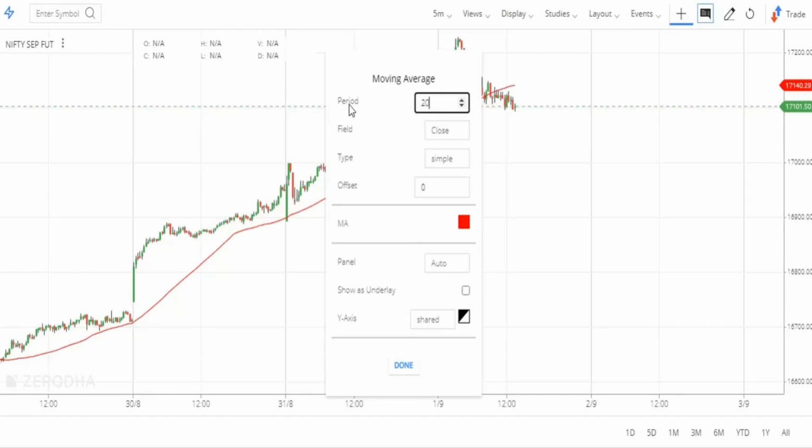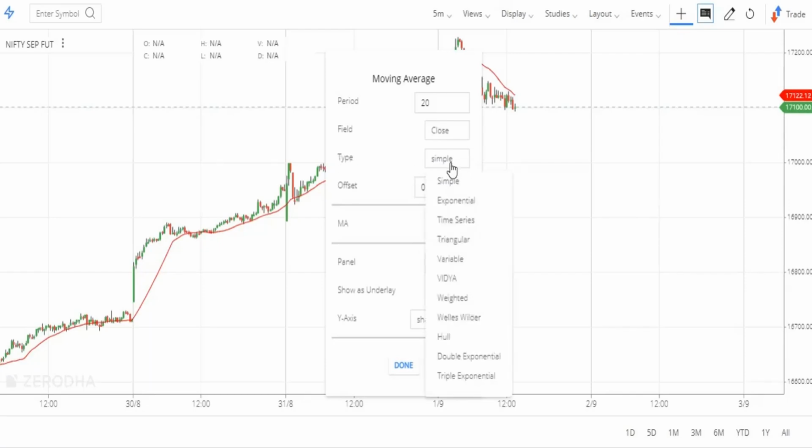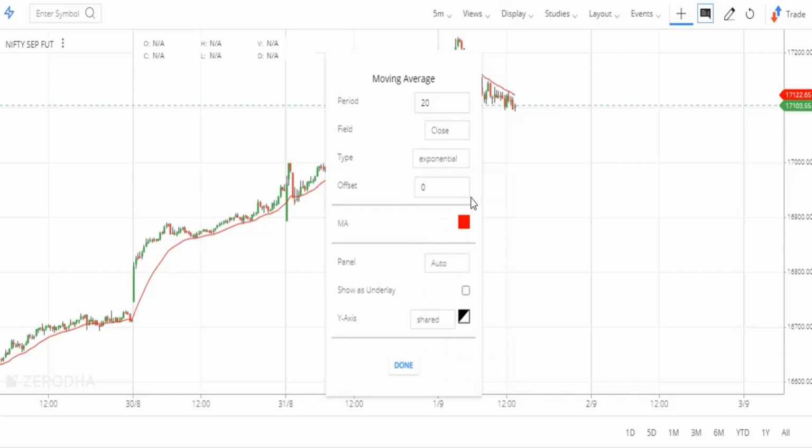Let's do it 20 for convenience sake and then close. Now this is where I forgot to tell you that this field needs to be close only. If you do it open, then the moving averages will give the output based on the values of openings of candles, but we are more concerned with what happens with the closing. The close of the candle is what is important, so we have to put close over here. And in type we have simple. This is where we have to put exponential.